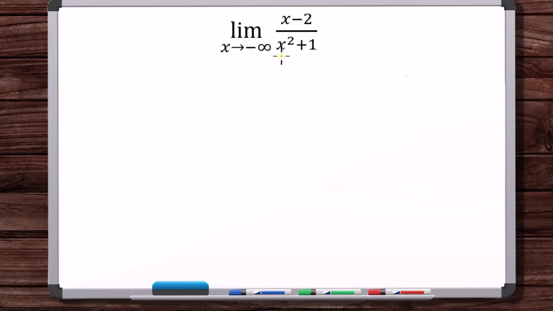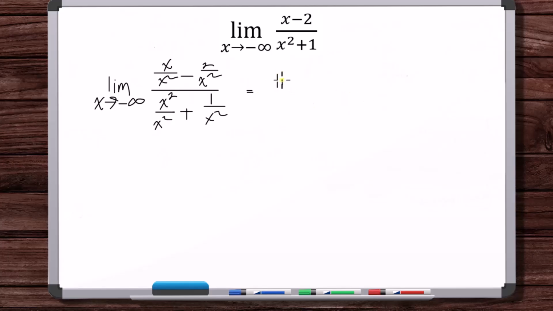Okay, another limit at infinity. But this is a rational function, so we can just divide the numerator and denominator by x to the power of the order of the denominator. So you have x squared divided by x squared, x.